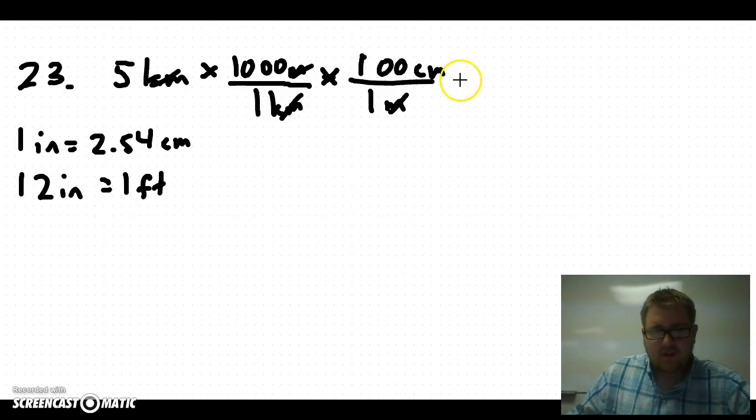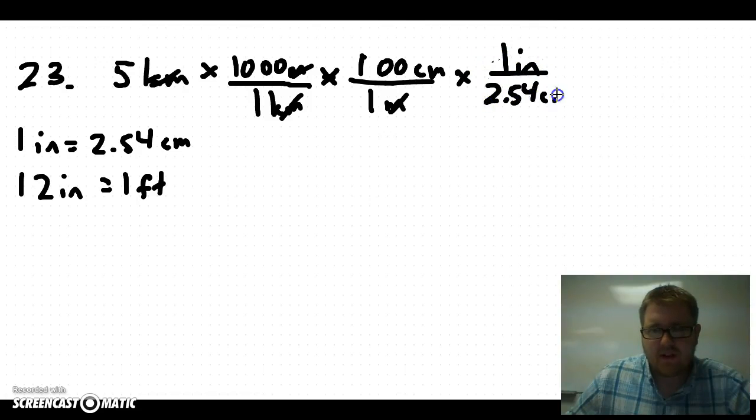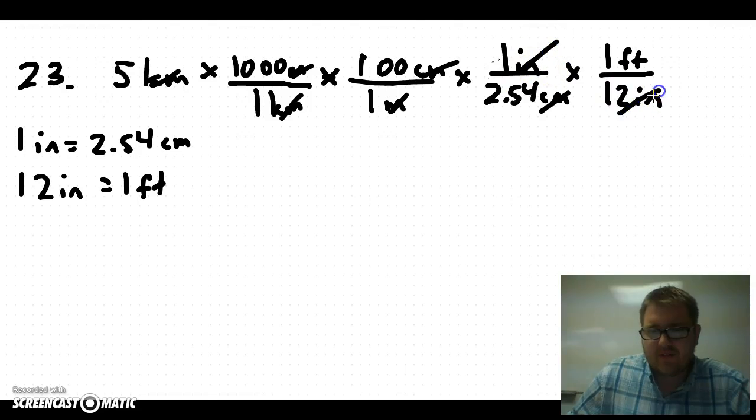And then I'm going to go to inches, since I know that conversion factor. I'm going to take 2.54 centimeters, 1 inch on top. So let's take 1 inch over 2.54 centimeters. Centimeters cancel out. Then finally, let's take 1 foot over 12 inches. Finally, take 5 times 1,000 times 100 divided by 2.54 divided by 12. You should get 1.64 times 10 to the 4th feet.